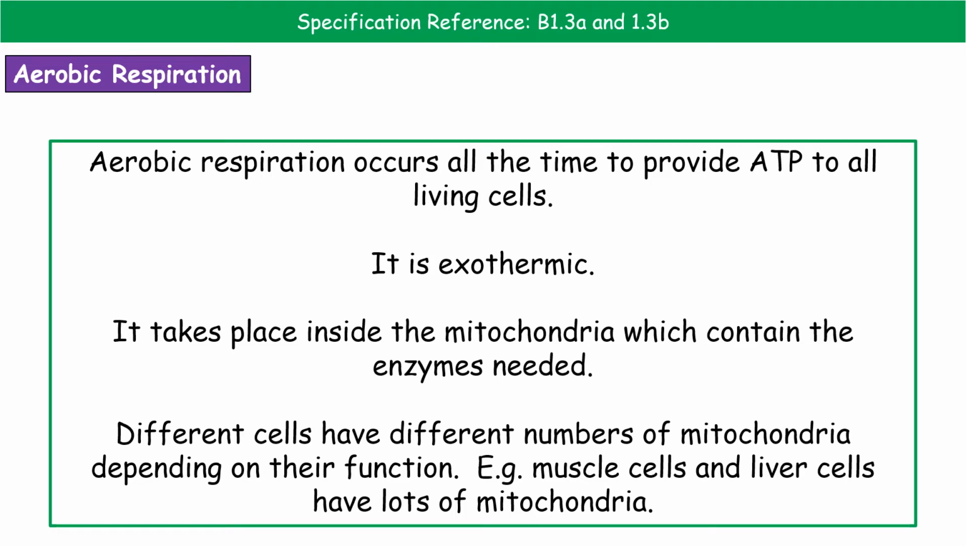One thing to note here is that when we're thinking about different cells, they will have different numbers of mitochondria present based on their energy requirements. So if you've got cells that need lots of energy, then they're going to have lots of mitochondria. So things like muscle cells and liver cells, loads of mitochondria because they need loads of energy. Your skin cells, only a very small amount of mitochondria because they don't really need much energy there.